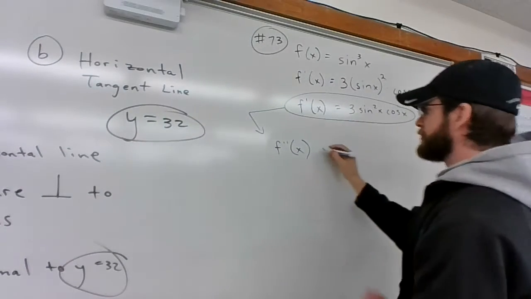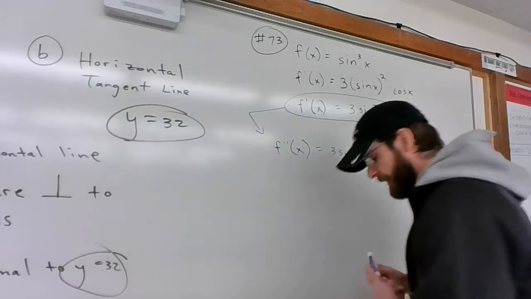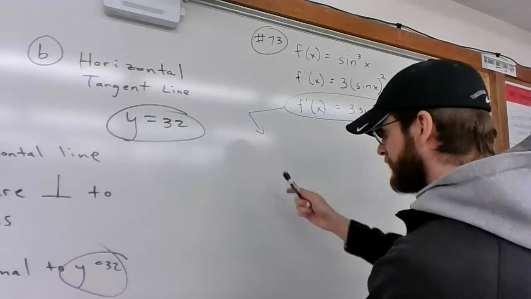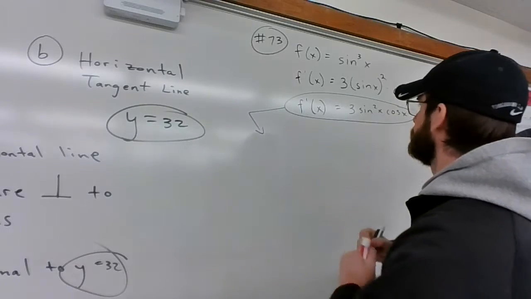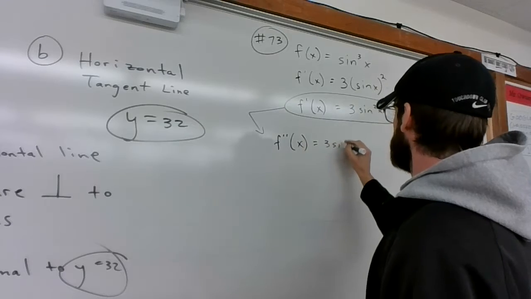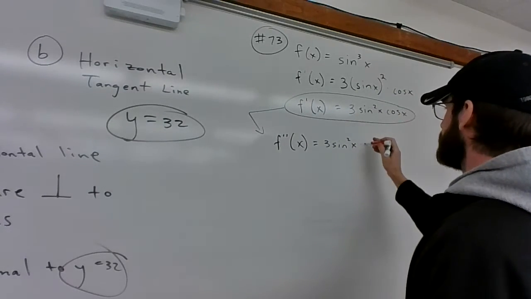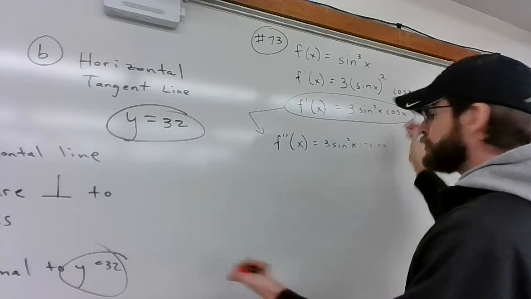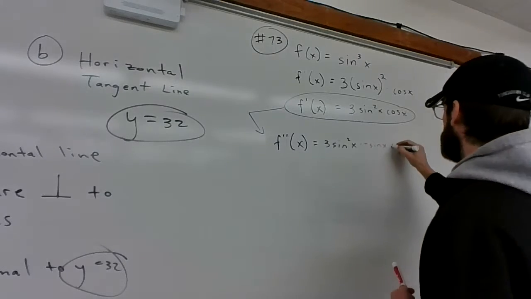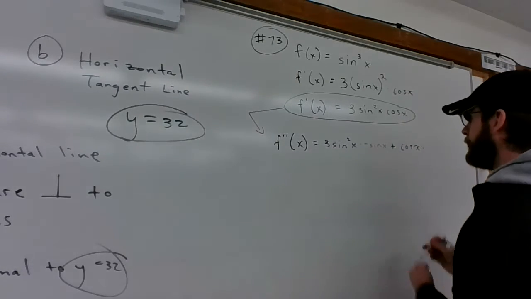So first is 3 sine squared x. Ah, shoot. Let's keep it consistent. Rewrites in black, derivatives in red. First times the derivative of the second, which is negative sine of x. No chain rule needed here because it's just cosine. Plus the second, which is the cosine of x, times the derivative of the first.